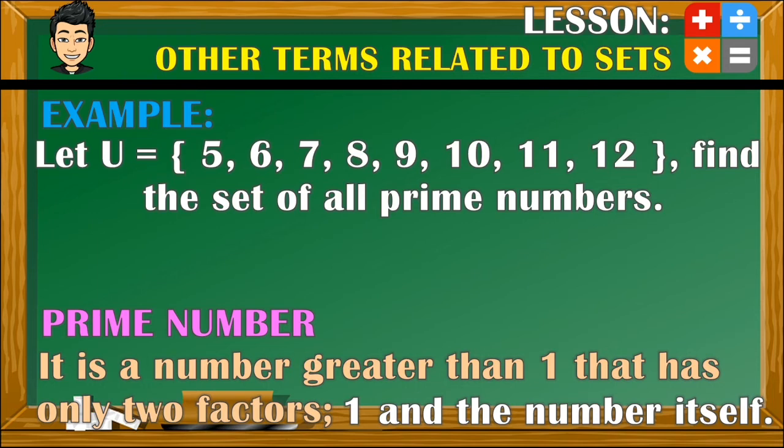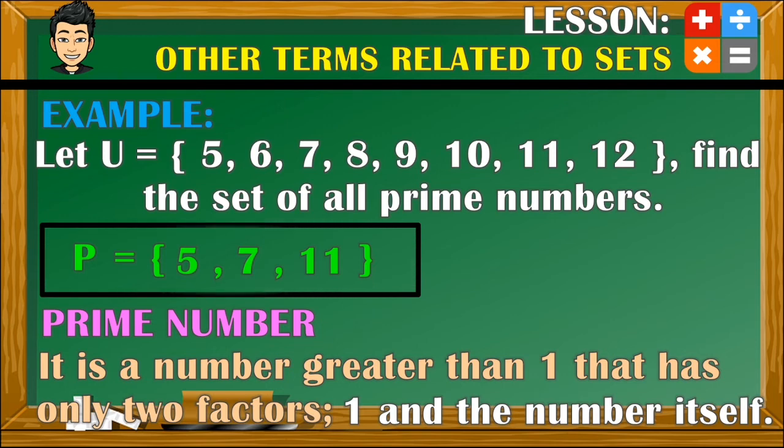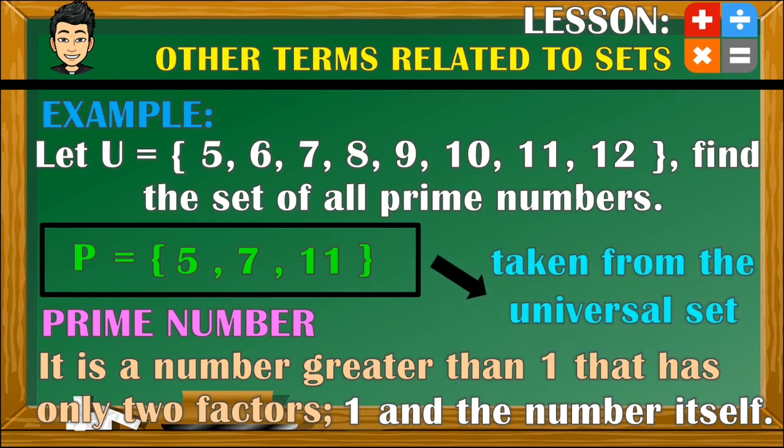However, 20 is not a prime number. Because aside from 20 and 1, there are other factors like 5 and 4 that can be multiplied to get 20. Let us name our set of prime numbers as set P. From our given, we can see that the only prime numbers are 5, 7, and 11. And these elements are taken from the universal set.